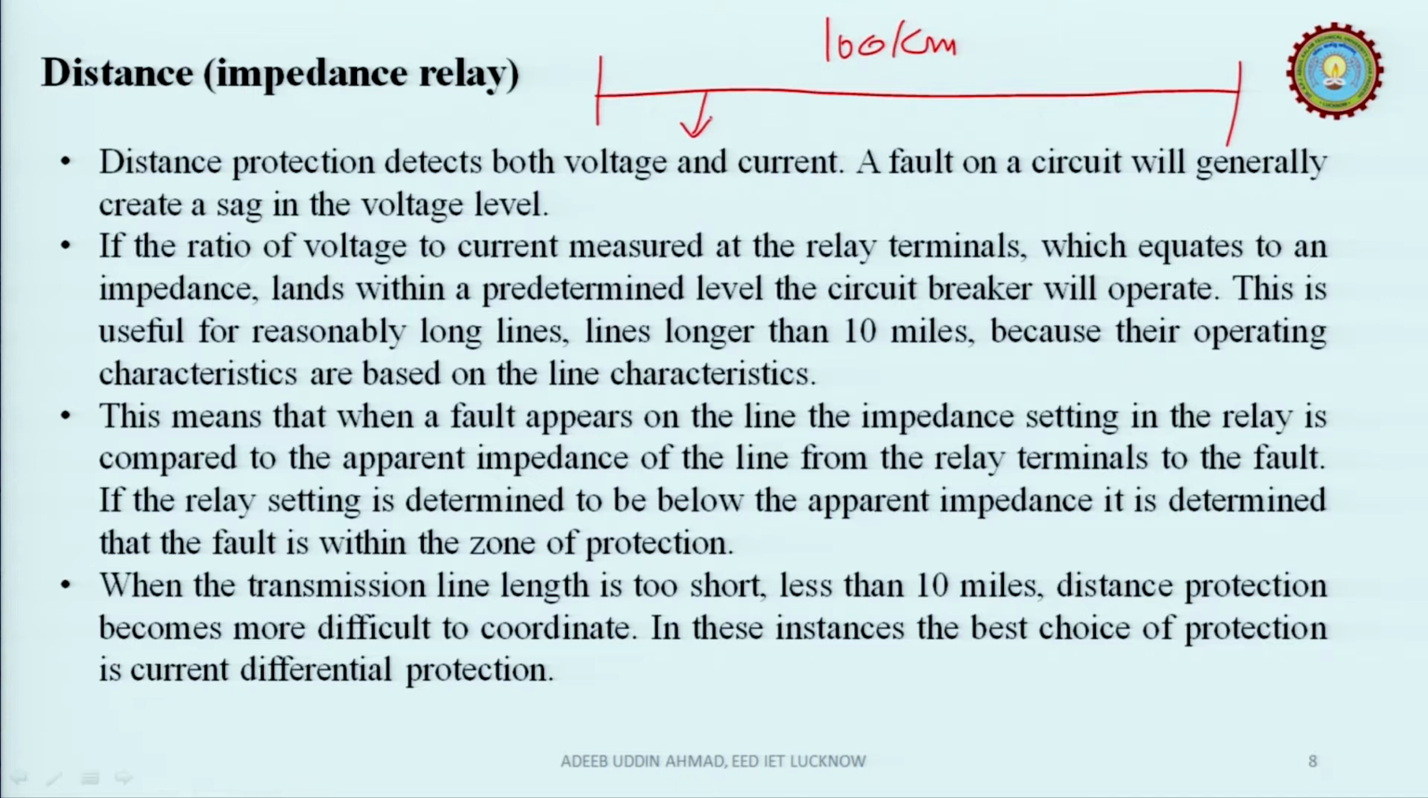So, we have two types of impedance, one is the setting impedance, one is the apparent impedance, and when these two impedances are compared and we have some change, we can understand that there is a fault. The relay setting is determined to be below the apparent impedance.